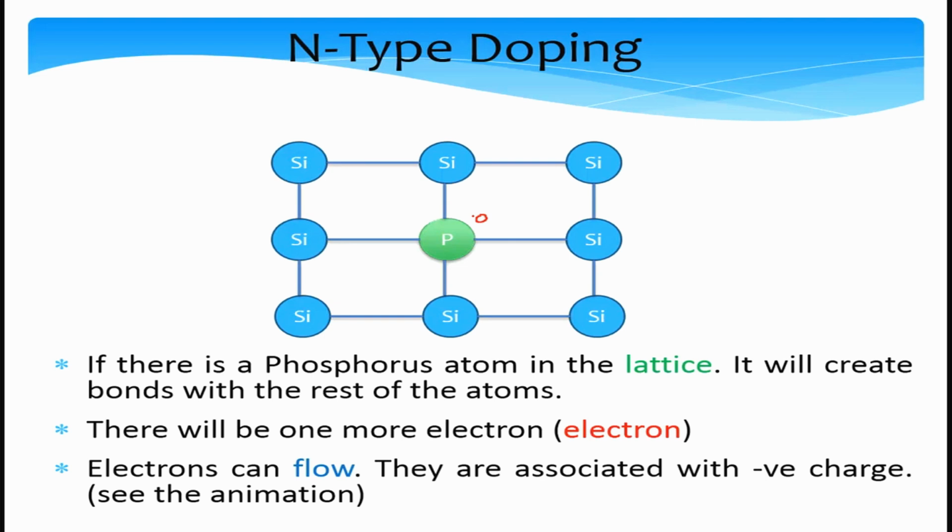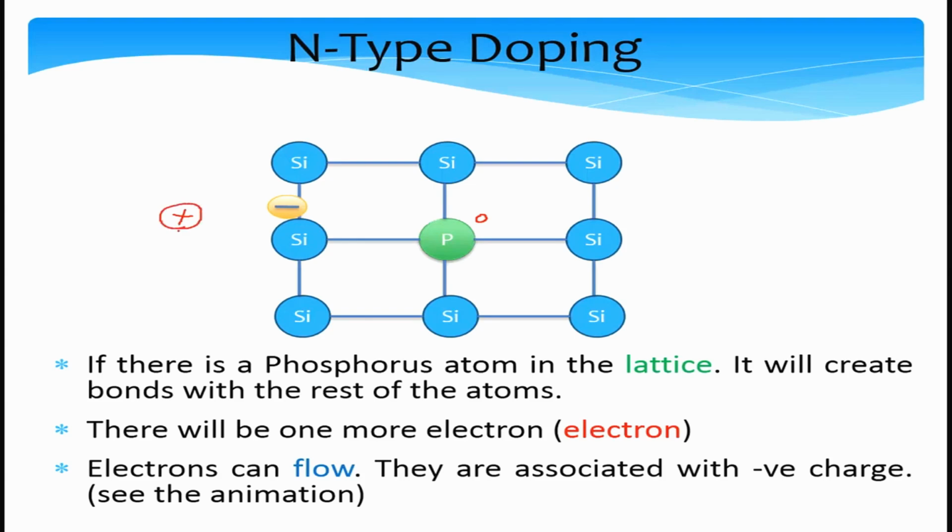So these electrons will flow. It is associated with a net negative charge. So let us show a similar example, that on the application of an electric field, which is essentially a potential difference, electrons can flow from the negative end to the positive terminal.